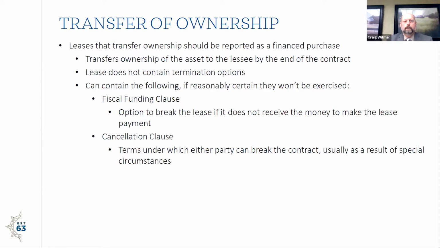So you're going to book the asset, you're going to book the note payable. So you still have transactions. You're just not calling it a lease and using this accounting. That lease, in order to fall into this category, can't have any termination options. You can have fiscal funding clauses or cancellation clauses that may be common in governmental leases that allow you to break the lease under certain circumstances. Those are okay and still be considered this transfer of ownership.